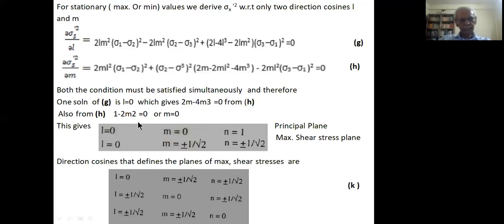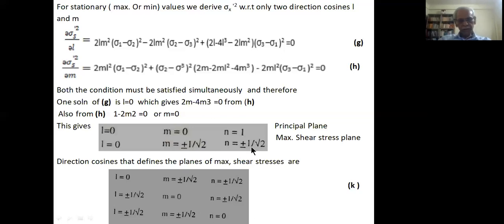So one condition is L equal to 0, m equal to 0. If L equal to 0 and m equal to 0, then n must be equal to 1 because L square plus m square plus n square is equal to 1. Okay? The second condition is if L equal to 0, then you take this condition, this means m square is 1 by 2, so m is equal to plus minus 1 by root 2, and n also has to be plus minus 1 by root 2.